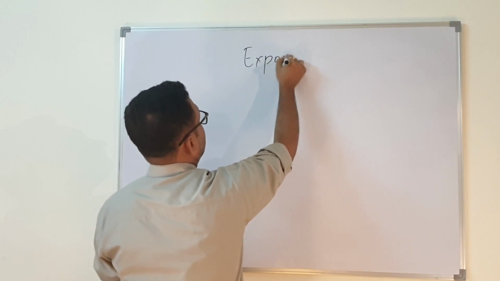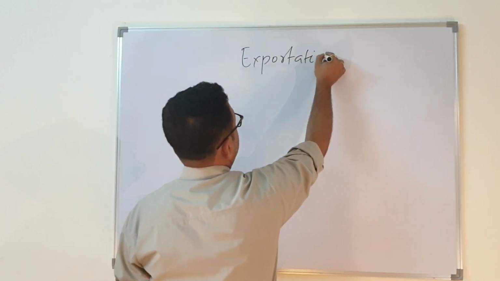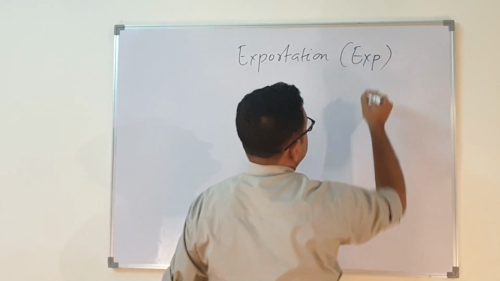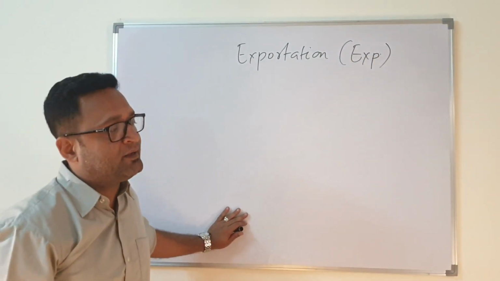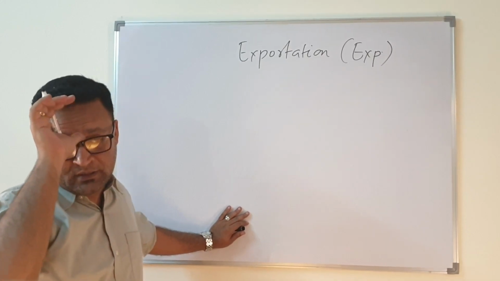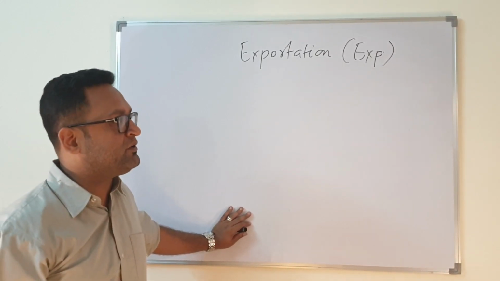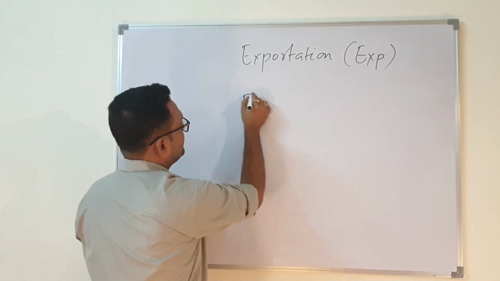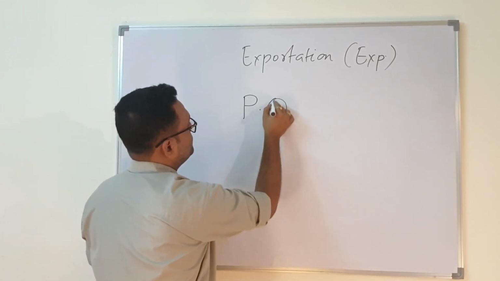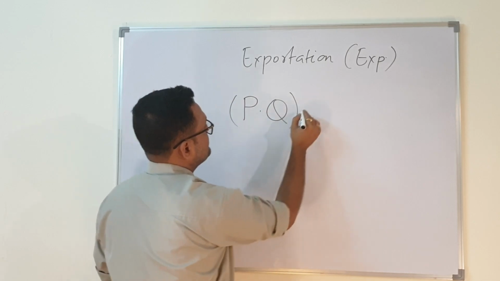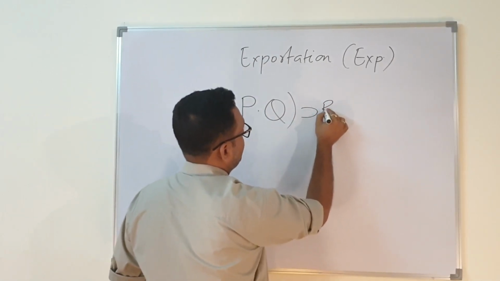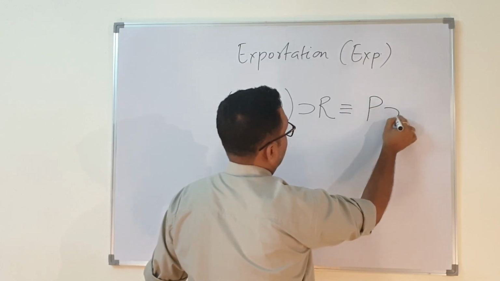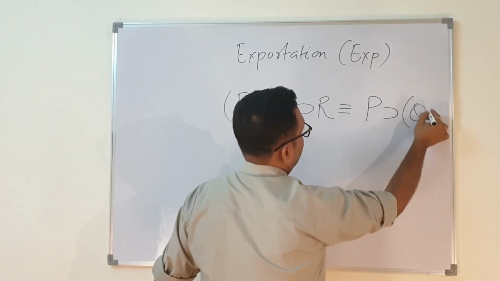Exportation, the short form for it is EXP, and this is a very important rule of replacement which we will be using. It says that (P . Q) implies R is equivalent to P implies (Q implies R).